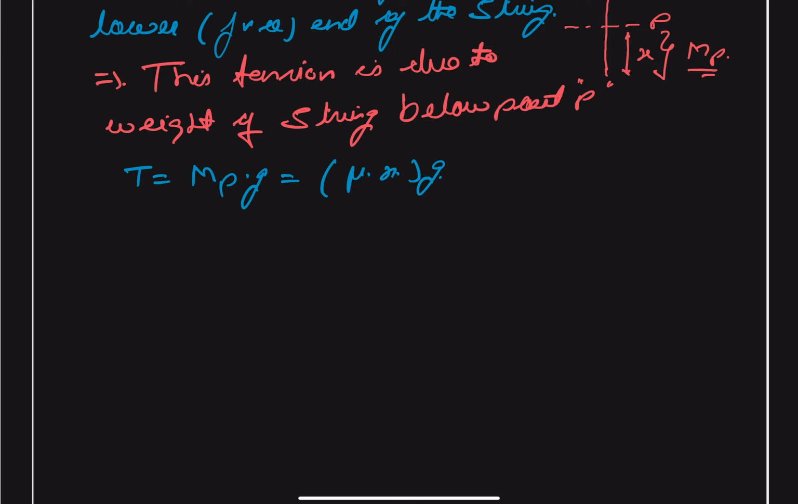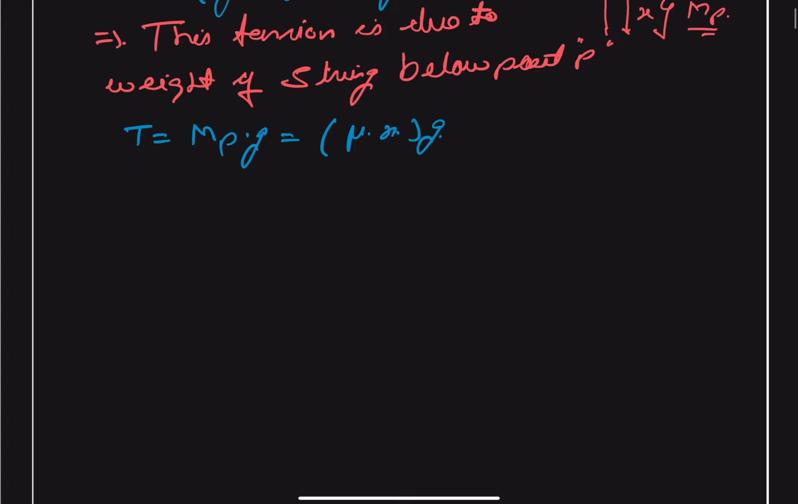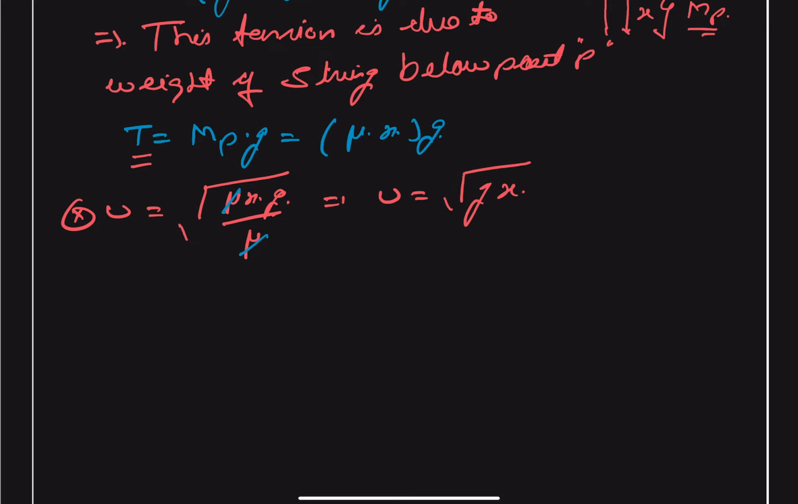So now we have found the tension, so we can say the velocity will be equal to square root of mu x multiplied by g divided by mu, and here mu and mu cancel out, so we get that velocity is equal to square root of g multiplied by x. And we also know the relationship between the velocity and displacement x is v is equal to dx by dt.